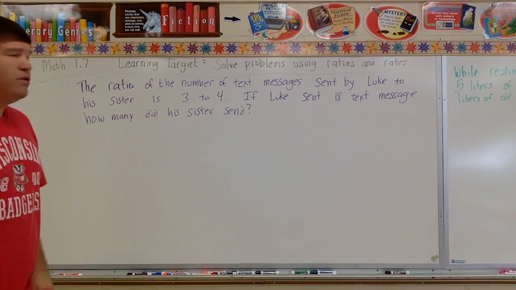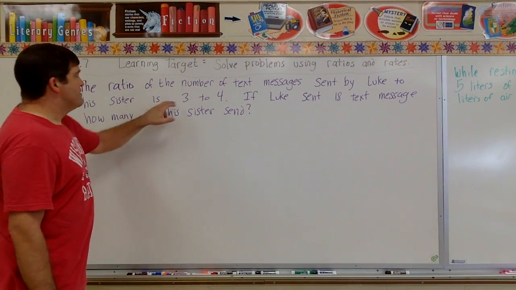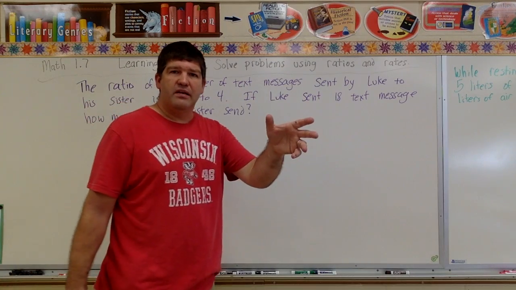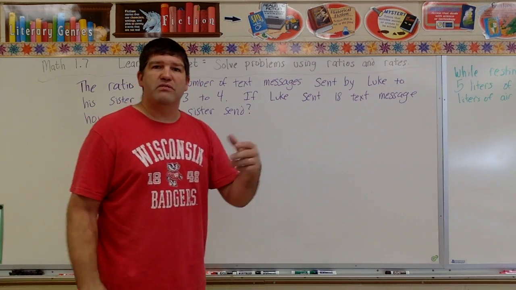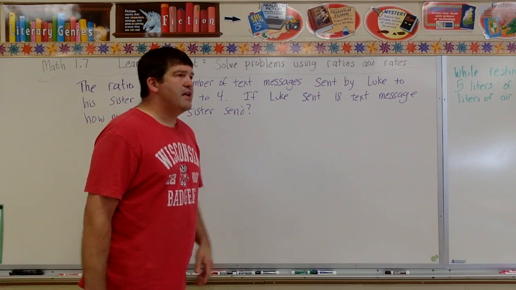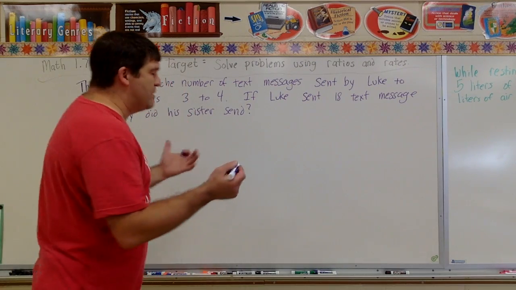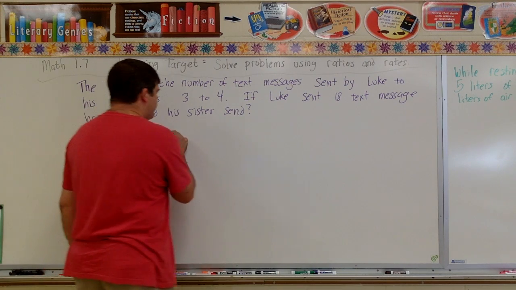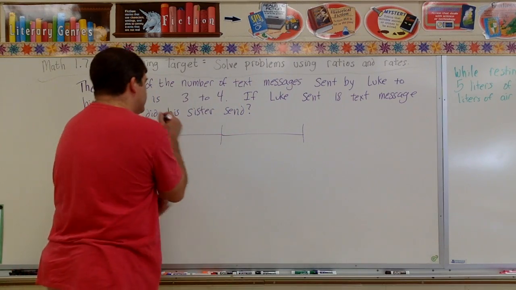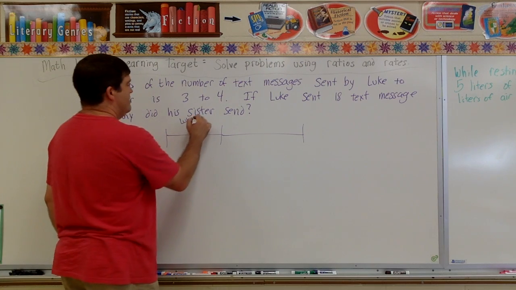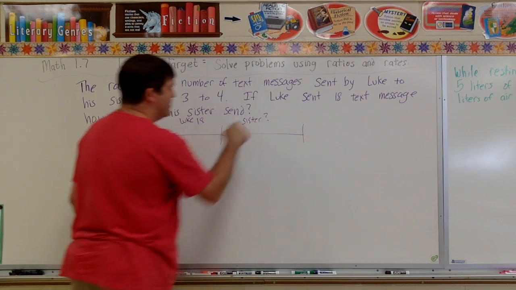The ratio of the number of text messages sent by Luke to his sister is 3 to 4. So Luke sends 3 and his sister sends 4. So his sister is sending more text messages than he is. Together their ratio is 3 to 4. If Luke sent 18 text messages, how many did his sister send? We could do this as a bar graph. We know that Luke sent 18. We don't know how many his sister sent. That's what we need to find out.